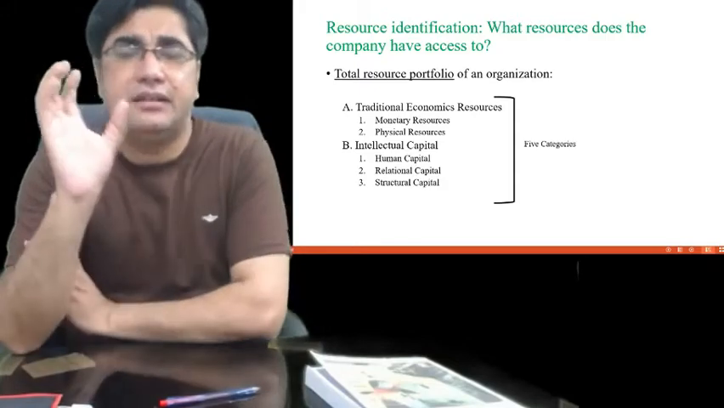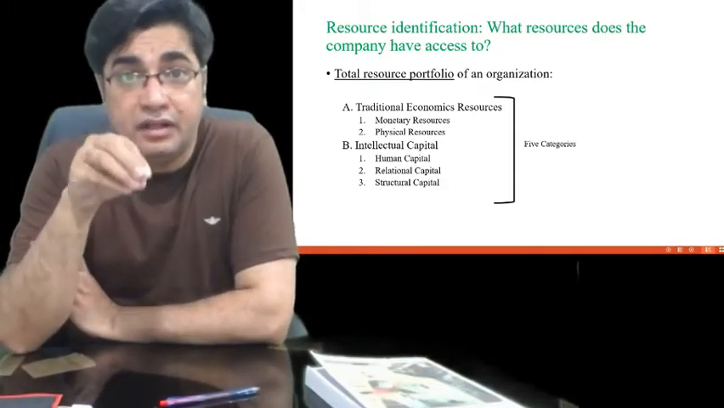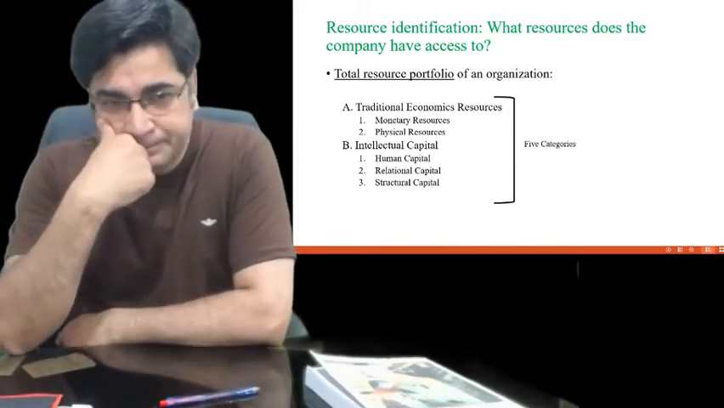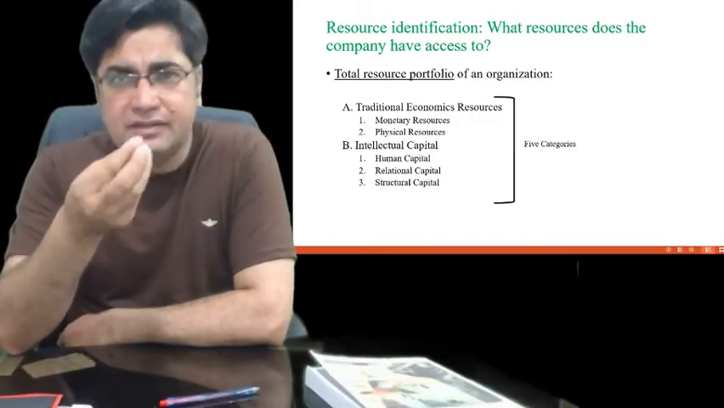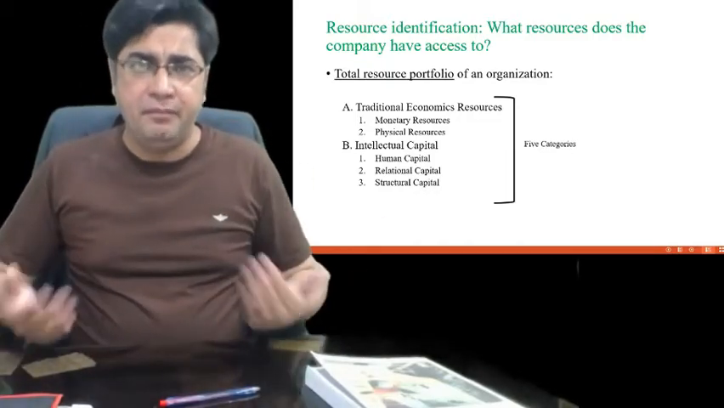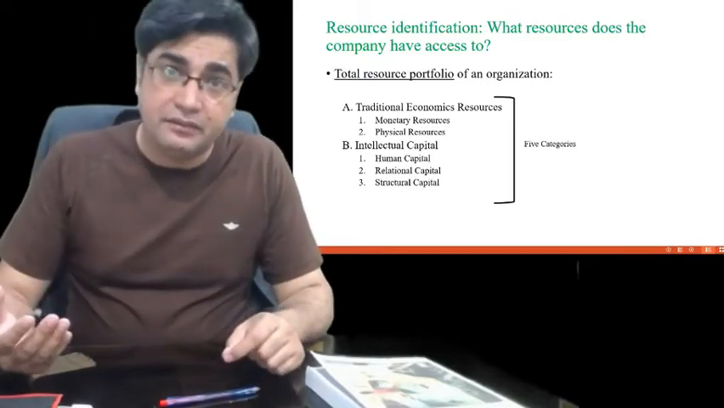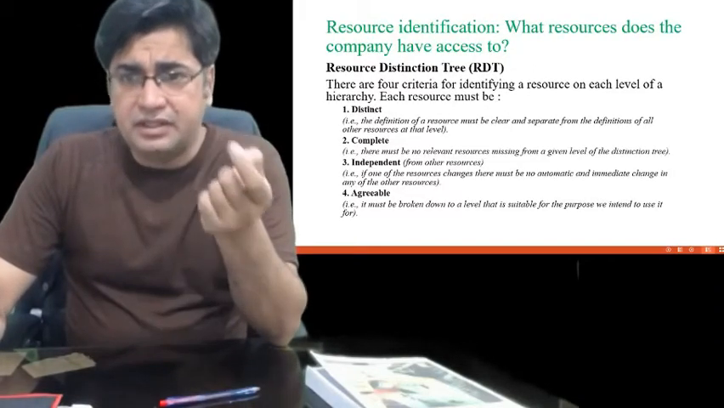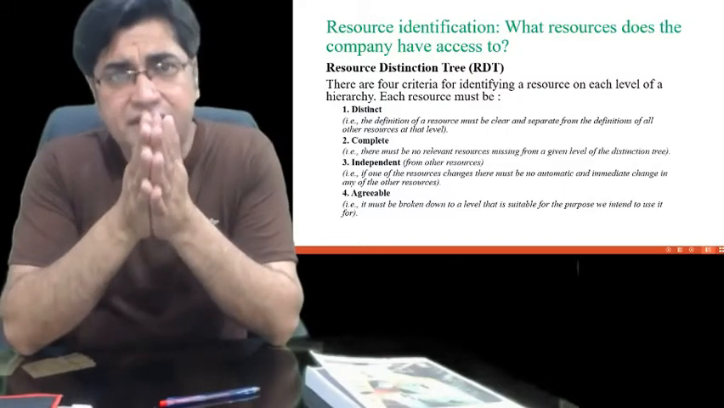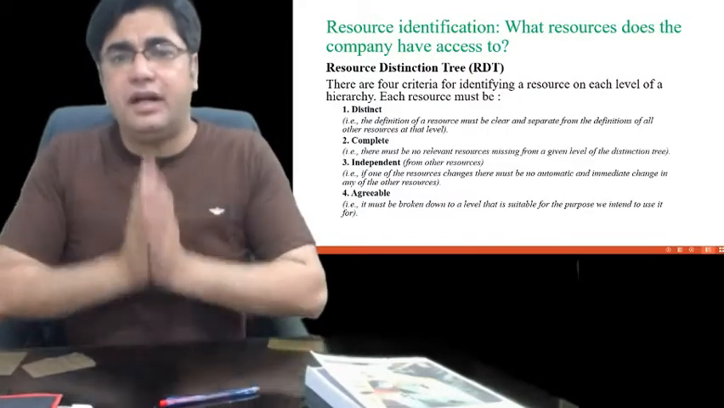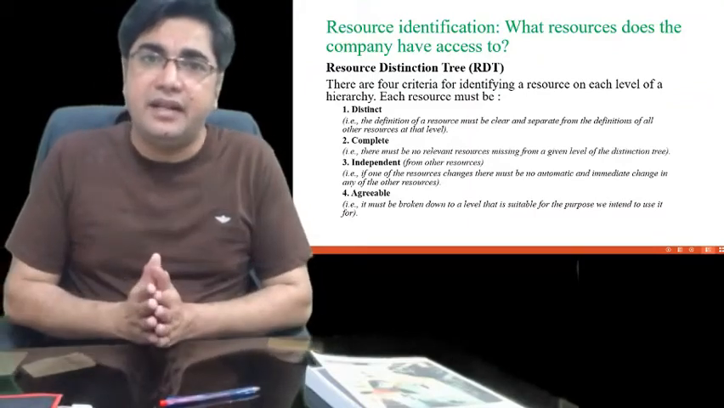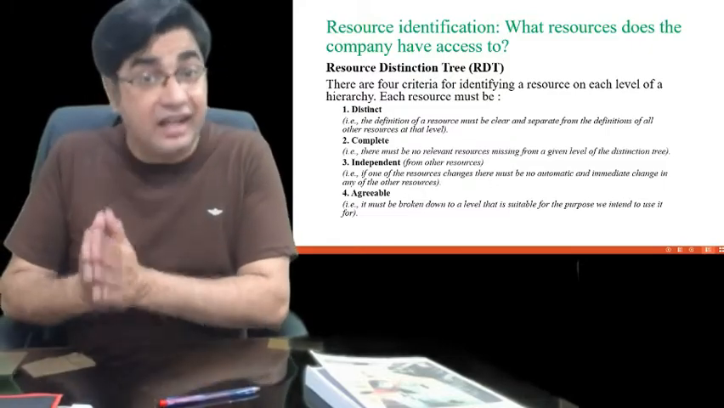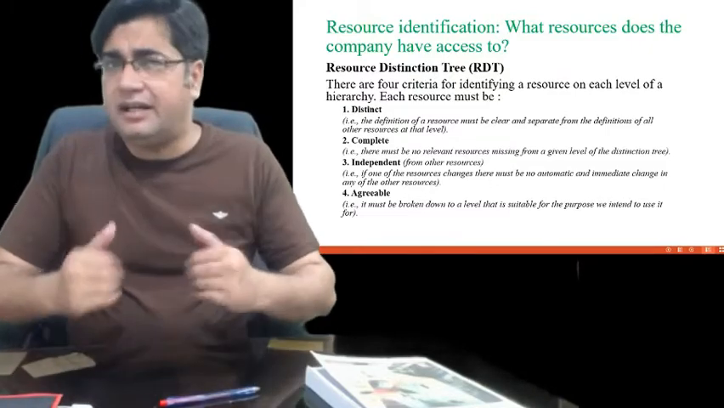So in this way you can see that there are five major resources of an organization, which form the resource portfolio of an organization. Now the point is what the resource portfolio of an organization can be and how we can identify it. There are various methods to identify the resources of an organization, but today we are going to discuss one method which is called the resource distinction tree, RDT. So RDT is a method through which we can identify the resources of an organization, whether those resources are capitals, tangible, or intangible, right?